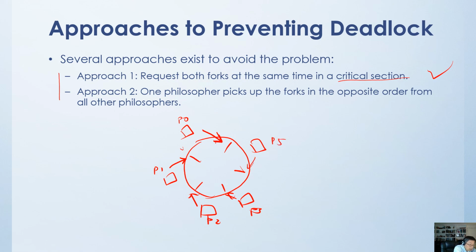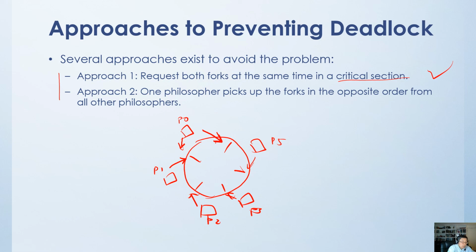Then when P0 tries to go to the other side and pick the right fork, it is not available because it is already held by P1. And when P1 looks at the right fork, it is already held by P2. So you get into a situation where each philosopher has grabbed the left fork and is looking for the right fork, and unfortunately no right forks are available. That is a deadlock situation.